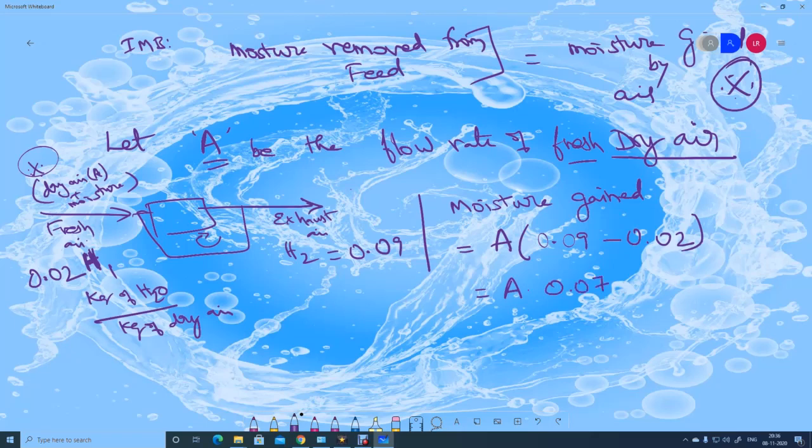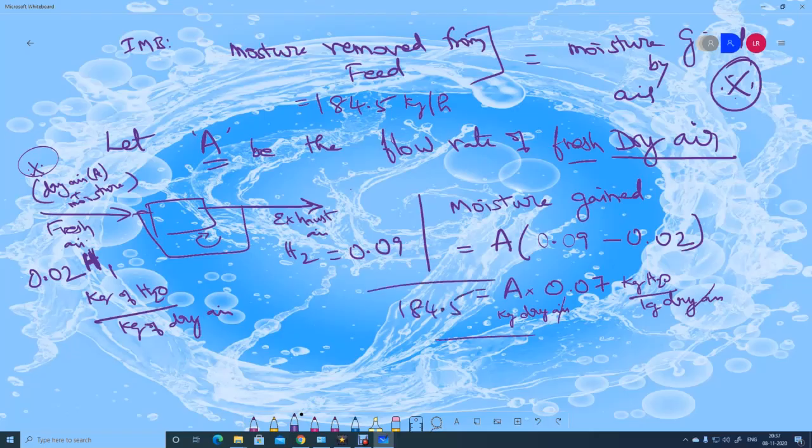So A is the amount of water gained, so this is A into 0.07, because what is the unit of A? A is kg dry air. 0.07 is the difference of H, and the H unit is kg of water vapor per kg of dry air, right? So the dry air will get cancelled, and we will get kg of water. This amount is equal to moisture removed. What is the amount of moisture removed? We have calculated it to be 184.5 kg per hour. So this is equal to 184.5.